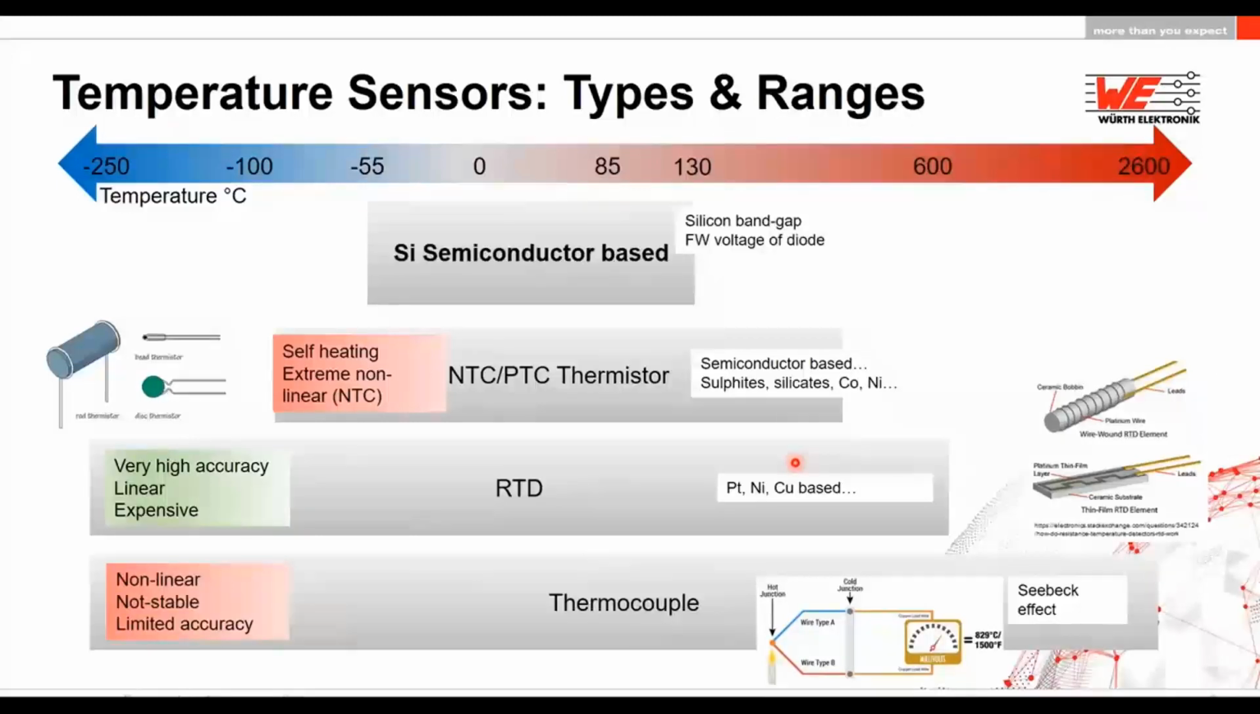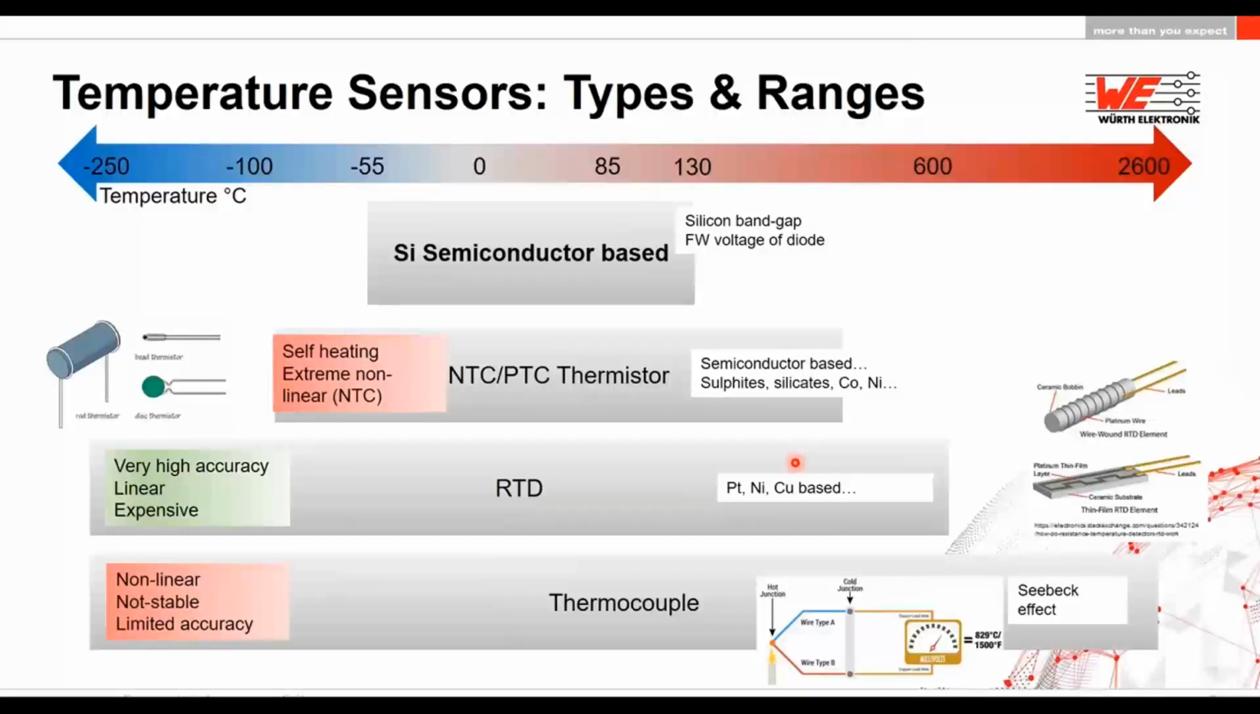Next are the silicon semiconductor-based sensors, which are the topic for today's webinar. They also have a measurement range similar to the thermistors, a little bit smaller, from minus 55 to 140 degrees approximately. They basically work on the intrinsic property of the silicon band gap. So the forward voltage of a diode is directly linked to the temperature, and this is where the simple property of the semiconductor can be realized as a temperature sensor.